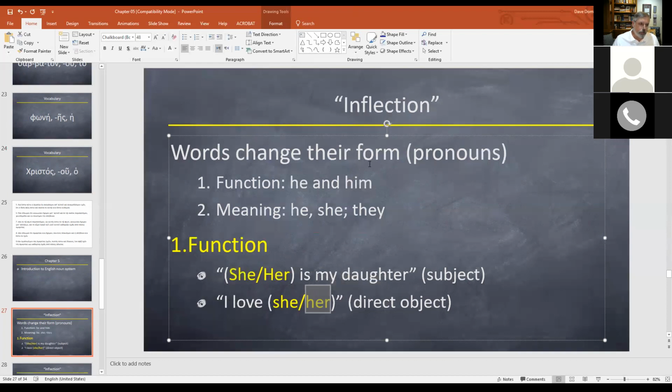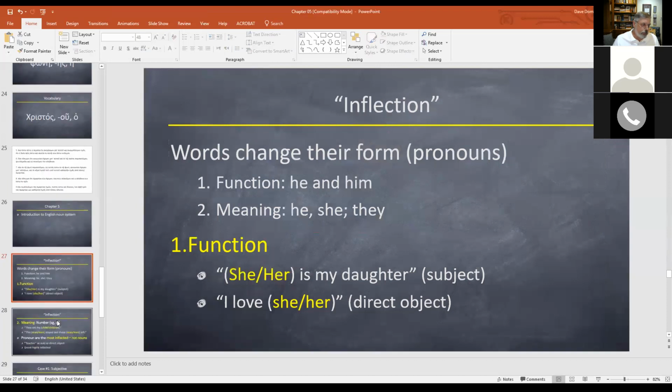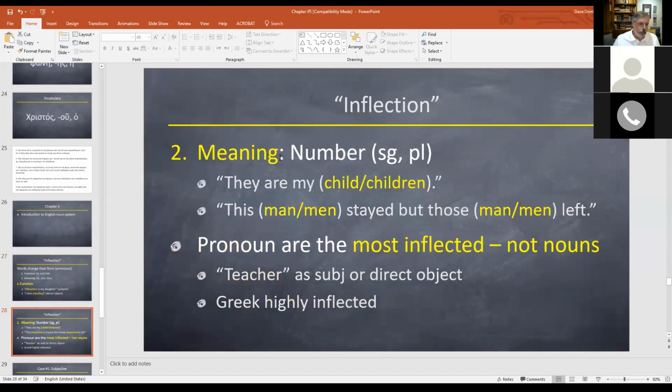That's called an inflection. It changes its spelling, it changes its form, like the form is a spelling, changes form to meet a different function. Here's a subject, here's a direct object. So English has inflections. We have inflection to change meaning. For example, English has number, singular or plural.